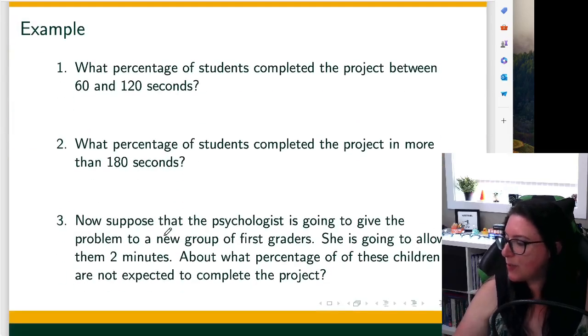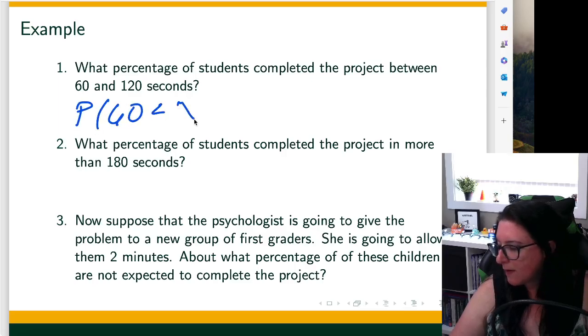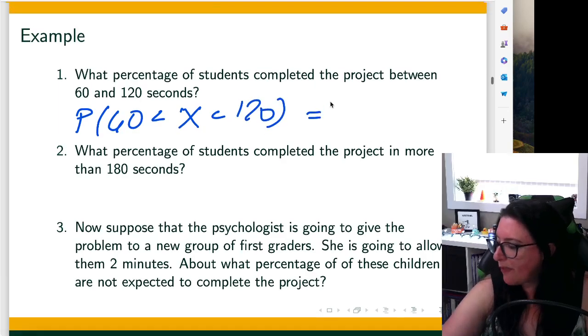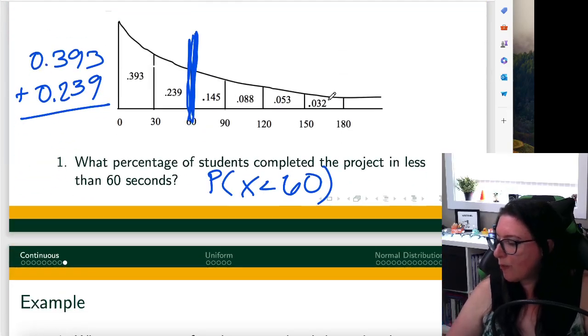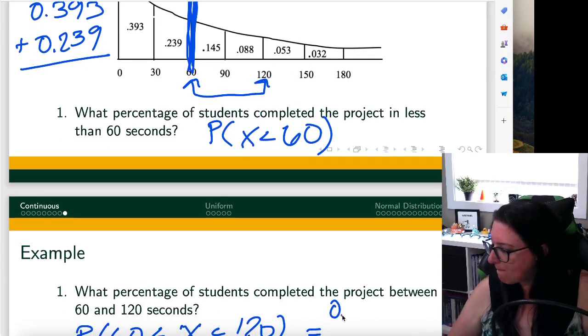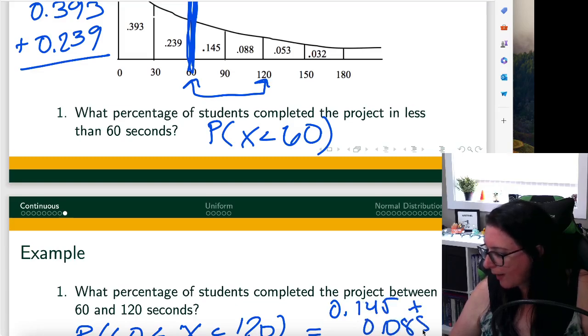What percentage of students completed the project between 60 and 120 seconds? To find that, we would go from 60 to 120. So that's 0.145 plus 0.088.